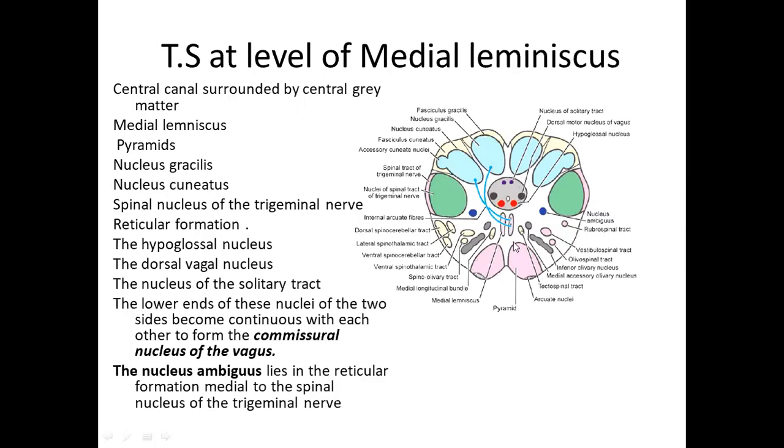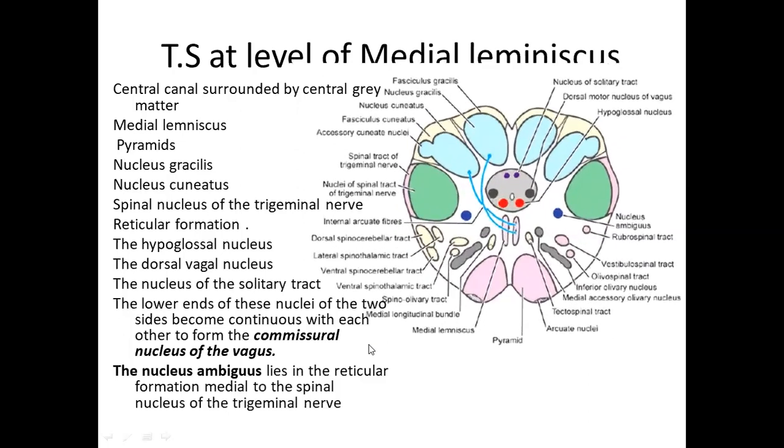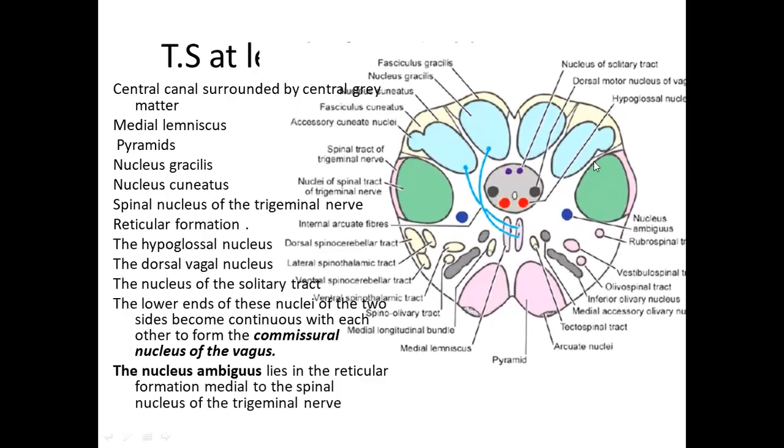Then in the white matter, the lower fibers of the dorsal nucleus of the vagus and the nucleus tractus solitarius will join and form the commissural nucleus of the vagus. And then there is another nucleus, the nucleus ambiguus, which is lying in the reticular formation close to the spinal nucleus of the trigeminal nerve, as it is also exhibiting the phenomenon of neurobiotaxis. So over here, this is the nucleus ambiguus. This is the spinal nucleus of the trigeminal nerve.